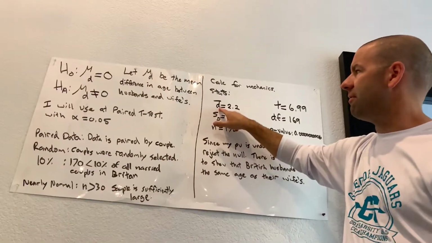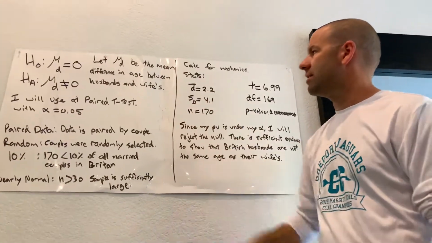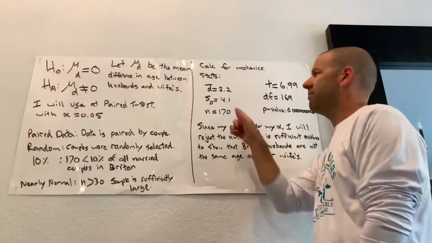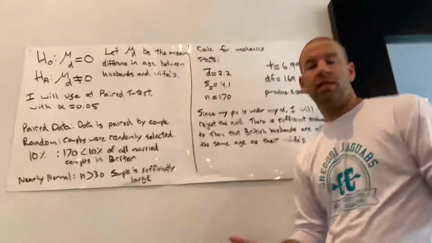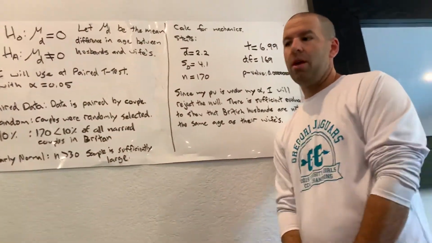The average of the difference was 2.2. The standard deviation of the difference was 4.1. The sample size was 170. And that's what you need to be able to use the calculator.